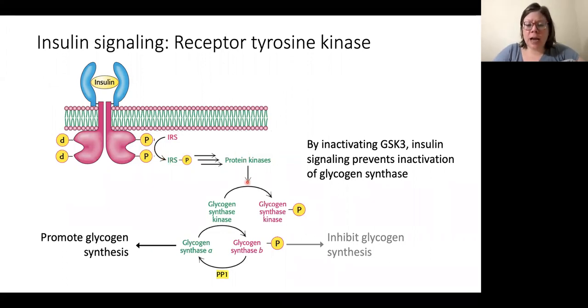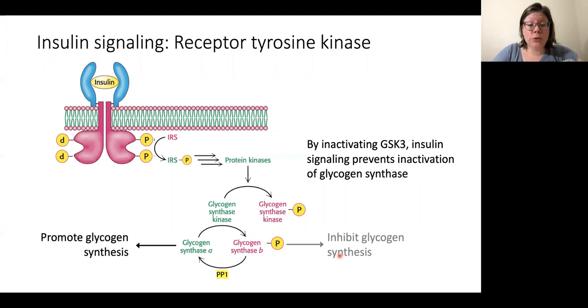Ultimately, these protein kinases are going to phosphorylate glycogen synthase kinase. As noted here, glycogen synthase kinase, when it's unphosphorylated, is active, green for go. This is the active kinase. And when glycogen synthase kinase is active, it will phosphorylate glycogen synthase A into glycogen synthase B. So glycogen synthase B, the phosphorylated version, is the inactive version of glycogen synthase. So when glycogen synthase is phosphorylated, we have an inhibition of glycogen synthase.